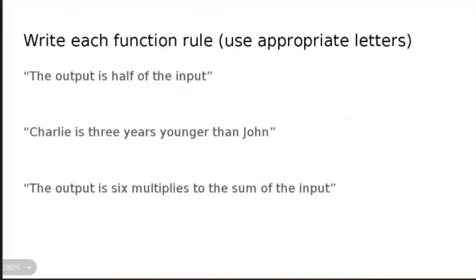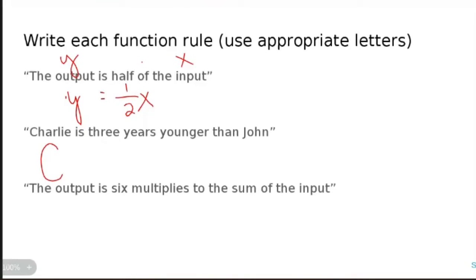Write each function rule, use appropriate letters. If I ever see the word output, that means Y. If I ever see the word input, that means X. So when it says the output is, Y always equals, half is 1/2, of means times, the input X. Y is half of X.